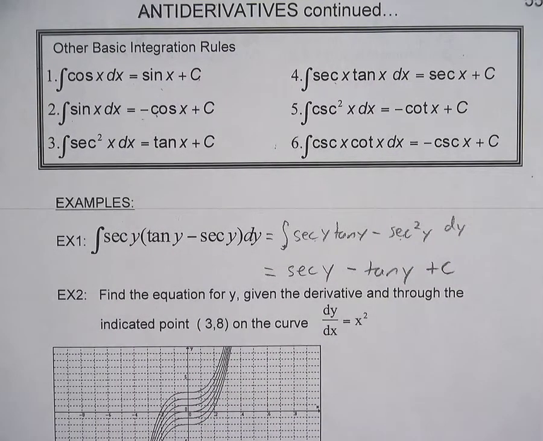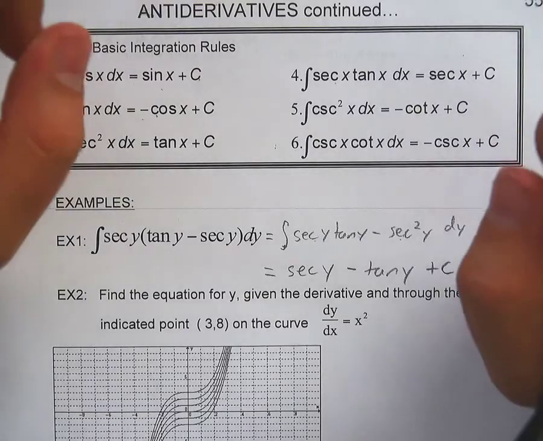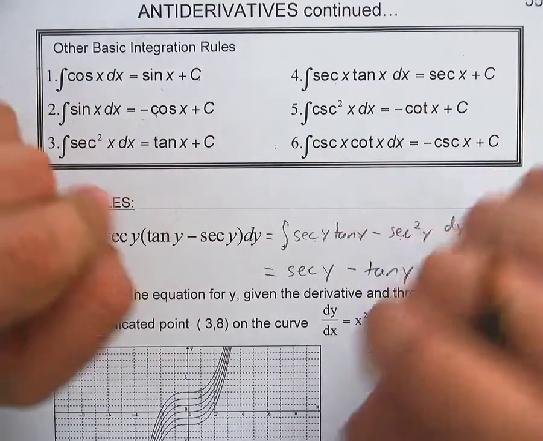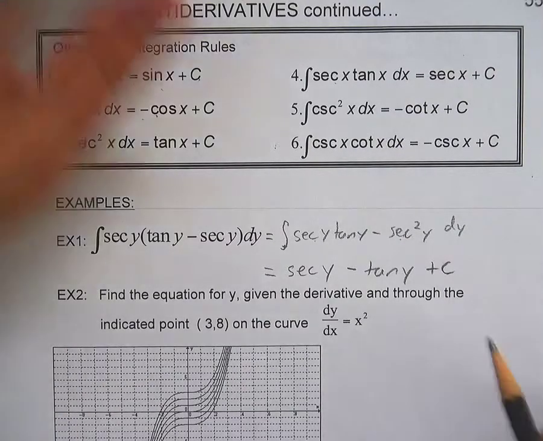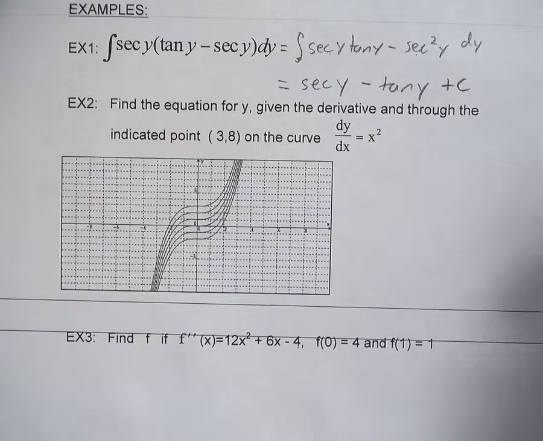Okay. Example number 2. Find the equation for y given the derivative and through the indicated point. This is a good question. I like this question. You will be asked this question quite a bit. And I like this question because they give you a graph. Okay, so here's the derivative, right?